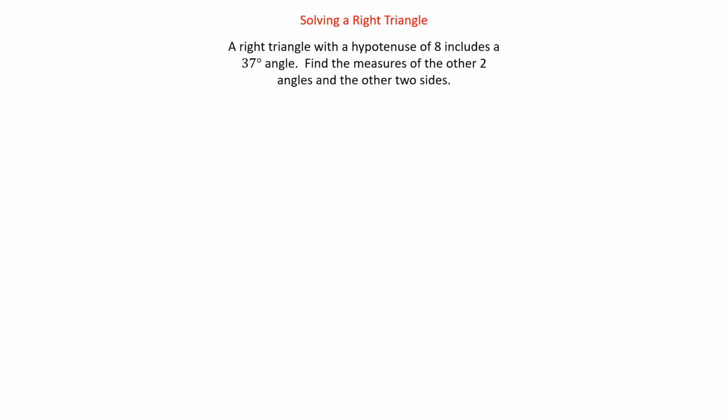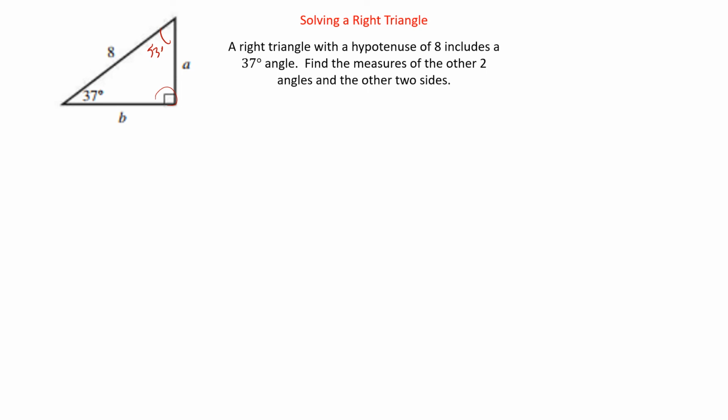Solving a right triangle. When we solve a right triangle, that means we know all three sides and all three angles. So if we have a right triangle with hypotenuse of 8 and includes a 37-degree angle, find the measure of the other two angles and the other two sides. So draw a picture. We have a hypotenuse of 8 and an angle of 37 degrees. We need to find the other two angles. Well, one of them is 90, and the other, we can go 90 minus 37 to get 53 degrees.